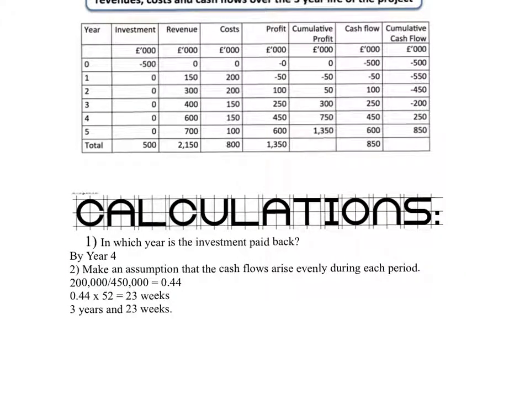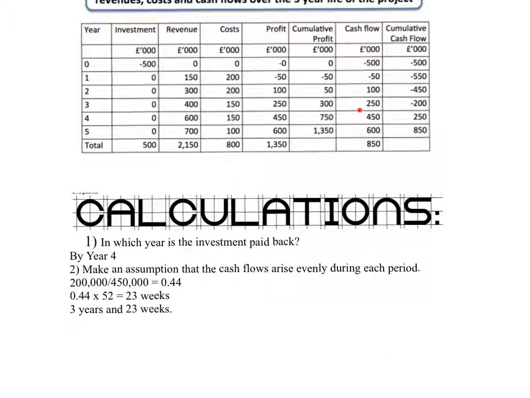So again, if we have a look at the calculations below, we know that it's going to be paid off by year 4. So it's going to be before year 4, so it's going to be at some point during year 3. Now in year 3, we can see that at the beginning of year 3, we still have 200,000 to pay off.